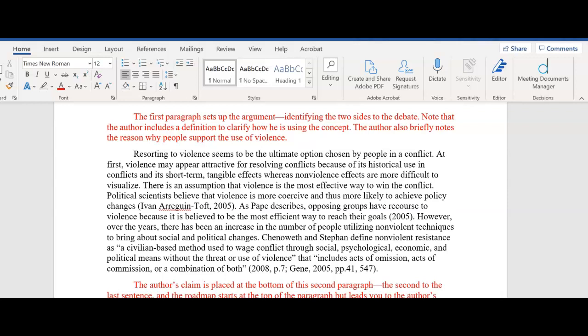So here, the author has set up the topic of the paper. This is kind of the generalized, this is where this debate occurs, and in the first paragraph, the author has chosen to mostly focus on the idea that, oh yeah, some people do think that violent protest actually accomplishes the goals. And they think it's efficient. So the author is giving you reasons why that side of the argument supports the claim that violence is the way to go.